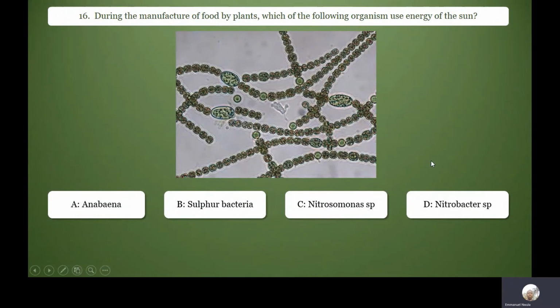During the manufacture of food by plants, which of the following organisms use energy of the sun? A. Anabina. Anabina is photosynthetic, is a blue-green alga. So it can photosynthesize. So the correct option here is Anabina.